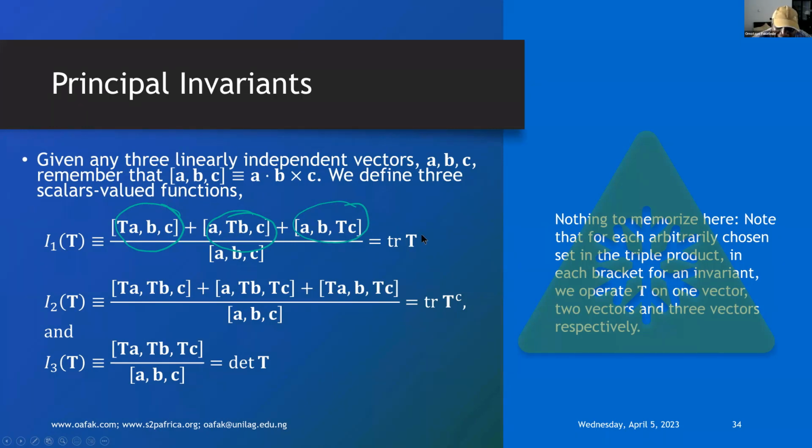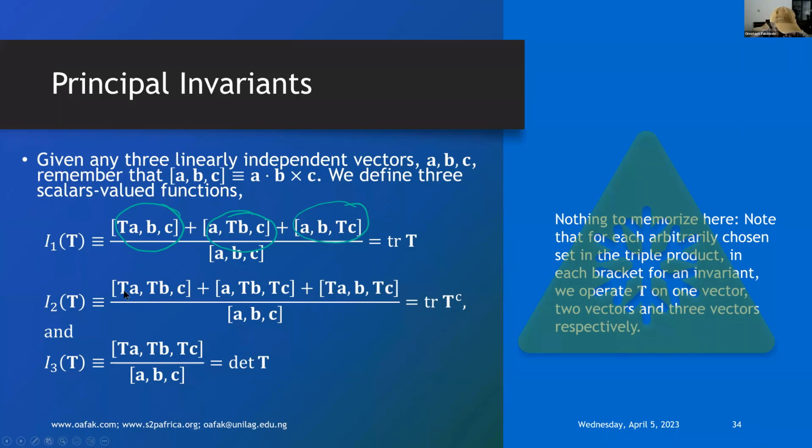It's a scalar. Why is it a scalar? Because everything in every bracket here, they are all scalars. This is a scalar, this is a scalar, this is a scalar, divided by a scalar. Scalar divided by a scalar will give you a scalar, because don't forget that T operating on A will give us a vector. So it is a vector scalar product. T operating on B will give us another vector. This is a vector scalar product. And then T operating on C will also give us a vector. So this is a triple scalar product. So it's a scalar. So it is called the trace of T.